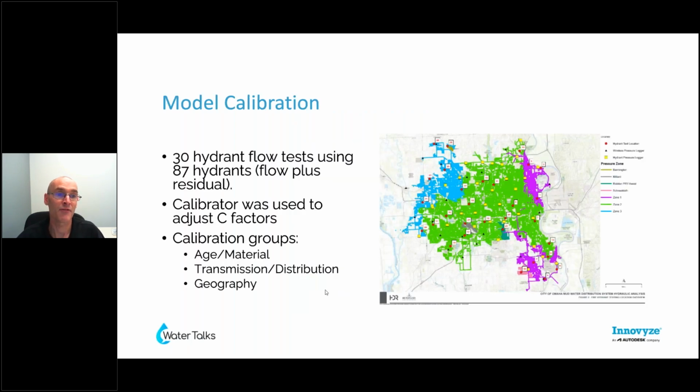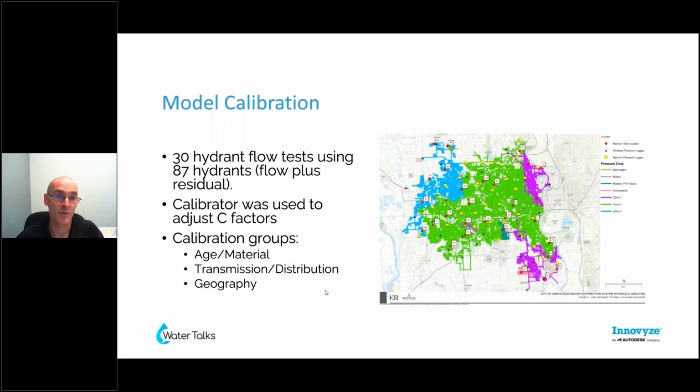So with peak factors, now we move into model calibration. And this was pretty interesting too, a pretty substantial calibration effort, just simply because of the size and the scope of the model. So we ended up with 30 flow tests across those pressure zones. And within those, we had residual hydrants and flow hydrants. So a total of about 87 hydrants in total. We did this over a period of 3 days.